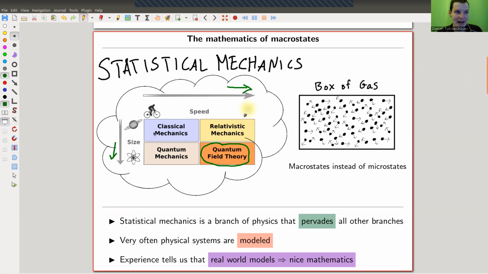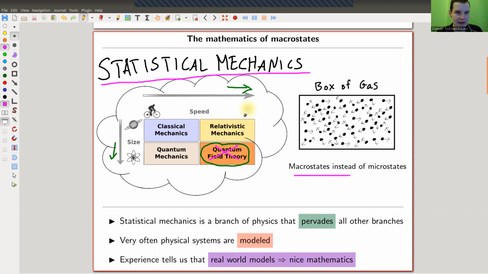So classical mechanics is slow and big. Relativistic mechanics is fast and big. Quantum mechanics is small and slow. And quantum field theory is very fast and very small. Anyway, so the point is, we're not talking about quantum field theory anyway. We're going to talk a bit about statistical mechanics.